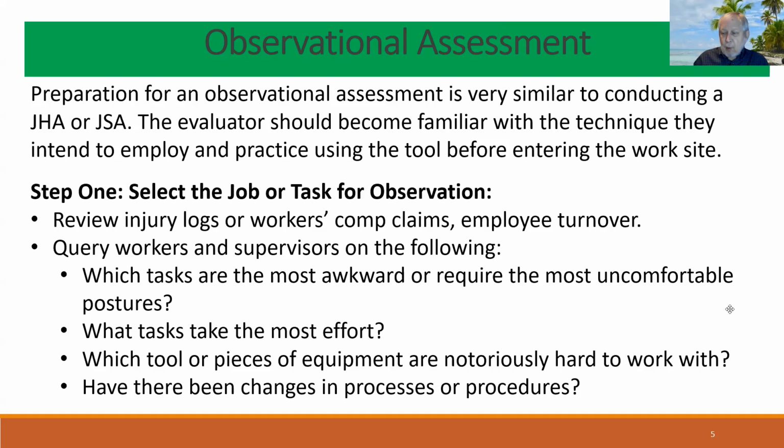Step 1 is select a job or task for observation. How do you do this? Well, the tried and true method: look at your workers' comp claims, injury logs, or OSHA logs. Employee turnover, that's a good point too. They may not turn up on an injury log or workers' comp claims, but if you have a department where people are leaving in droves, there could be something wrong there. It could be that they're getting hurt and just not reporting it and just don't want to put up with it.